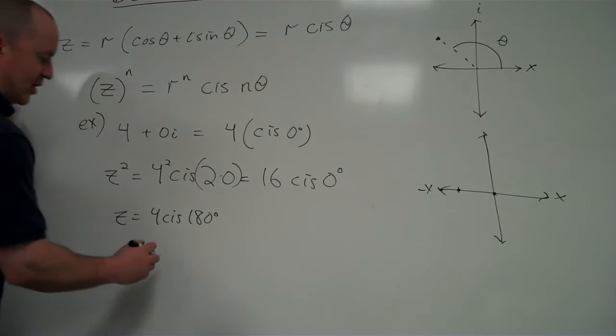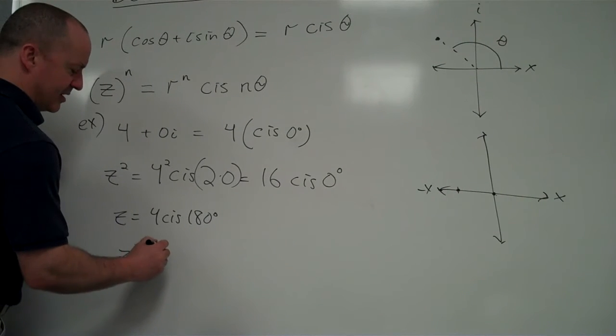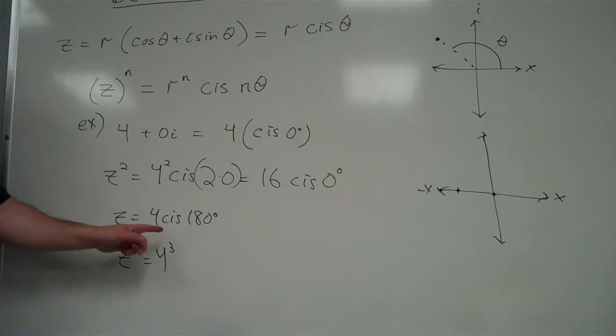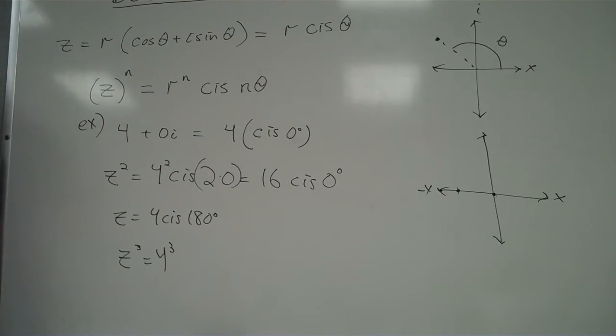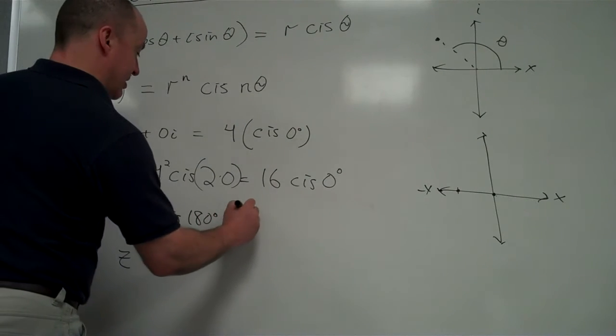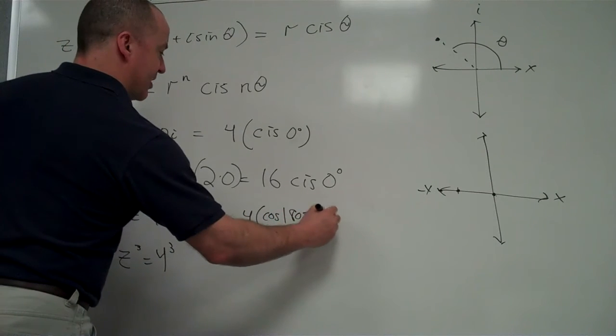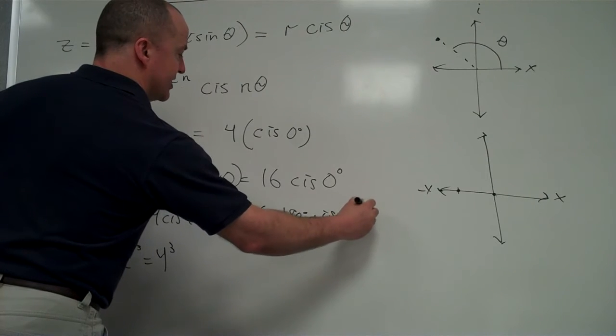Wait, so if I cube this, I get... why? Well, remember how polar coordinates work? The distance is positive away from the origin, and then the angle tells you which direction to go. So it's 4 cosine 180 degrees plus i sine 180 degrees.